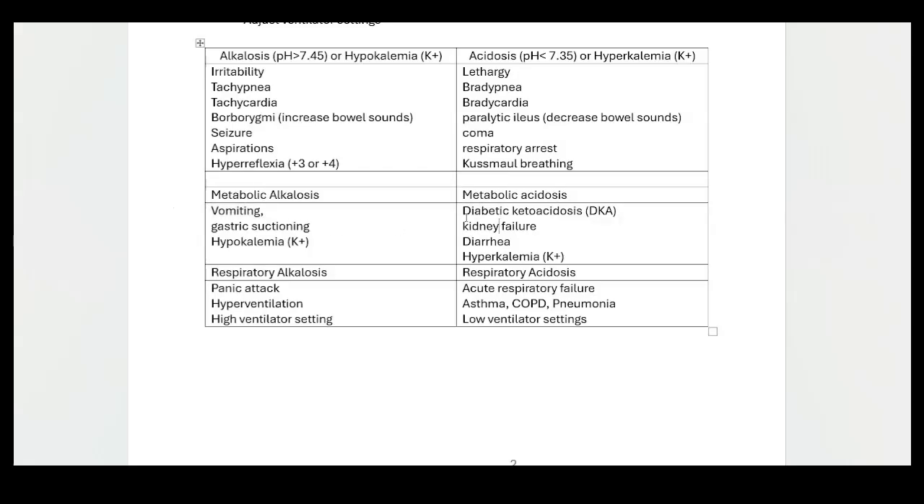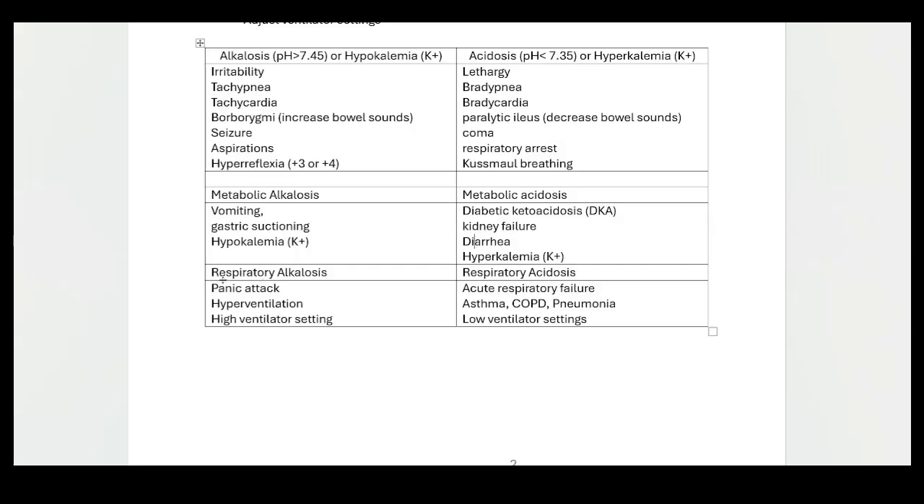Then, when the person is having diabetic ketoacidosis, where the blood sugars are so high in the case of type 1 diabetes, they are at risk of getting metabolic acidosis. In all these cases, think about kidney failure, where the person is building up potassium levels in the system. Think about diarrhea and think about hyperkalemia.